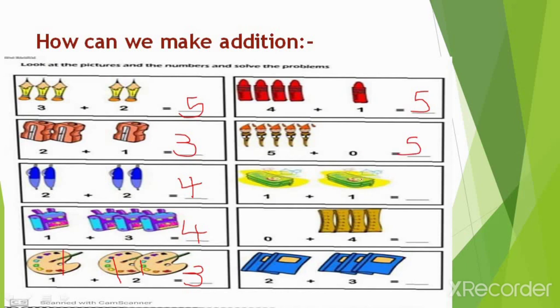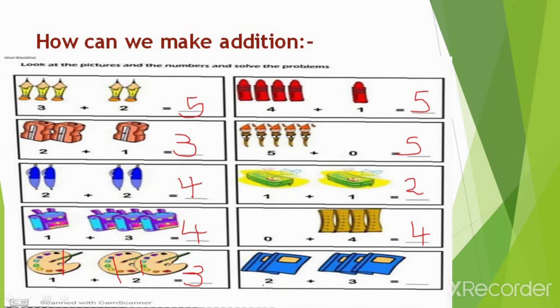1 plus 1, what will we get? 1 and 1. Very easy. It's 2. 0 plus 4. As I told you before, we are going to add 0 to any number. At the end we get the same number as a result. 1, 2, 3 and 4. Write it down here. Now we have the sum 2 plus 3.